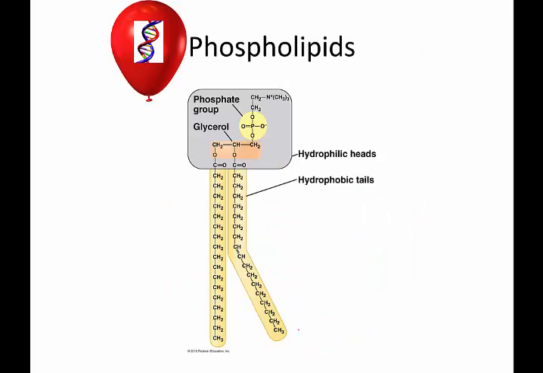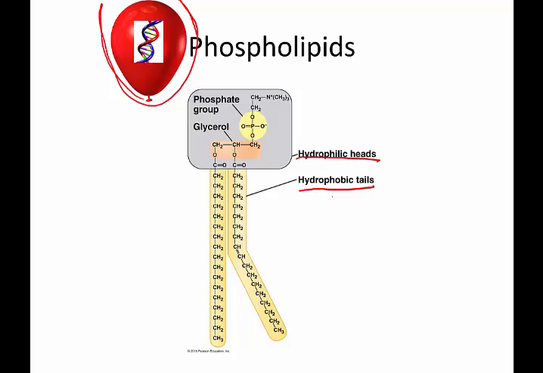Next up, we have phospholipids. And here I have the balloon that we talked about on the first day. So you can think of the balloon itself being the cell membrane of the cell. And again, that cell membrane is made up of phospholipids mainly. So there are really two parts of a phospholipid. There's the hydrophilic head and the hydrophobic tail. So remember, hydrophilic means water-loving, and hydrophobic means water-fearing.